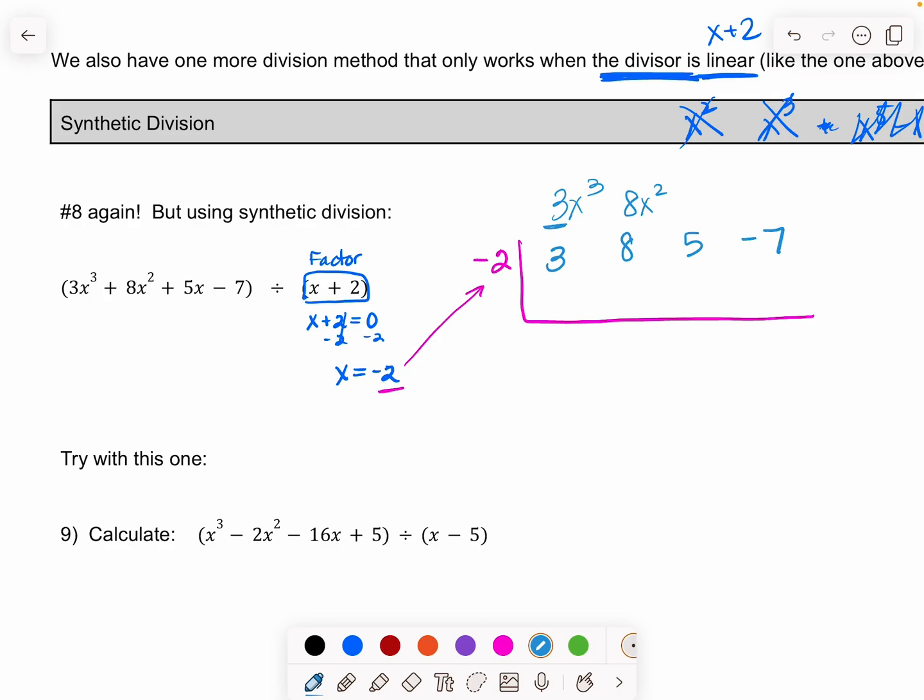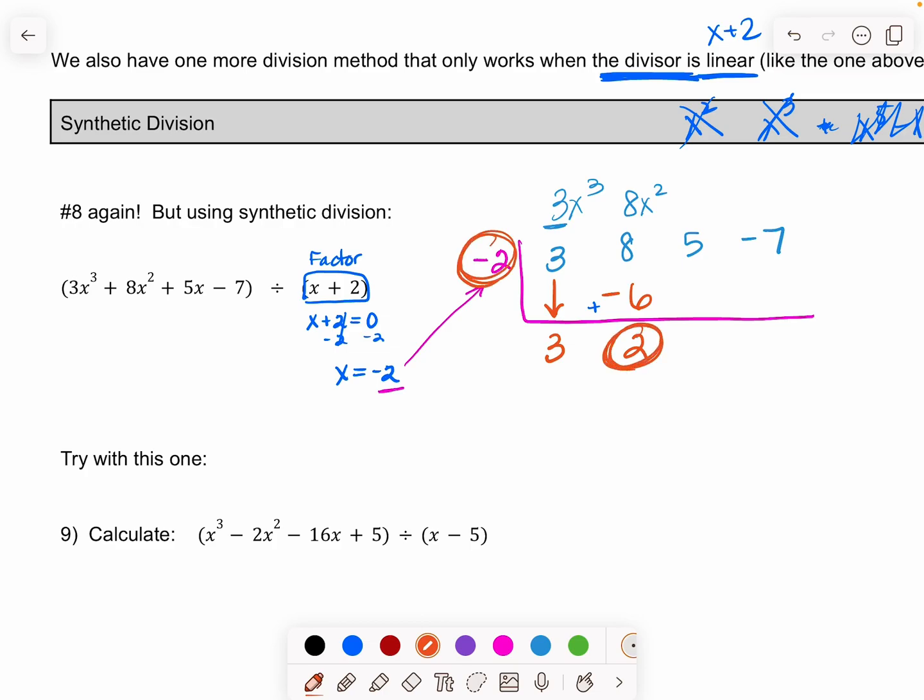Now, you have the setup here. I'm going to divide by a negative 2. Our factor is x plus 2, so I'm going to use a negative 2 for x. It's a little bit shorter process. That first number, you just bring it down and say, okay, this is a 3. Now you multiply this 3 with a negative 2 and write it under the next digit. So 3 times negative 2 is negative 6. And now you add them together. So I'd get 2, and then you repeat it.